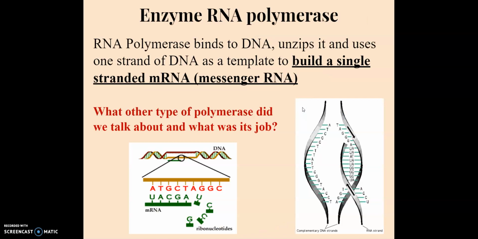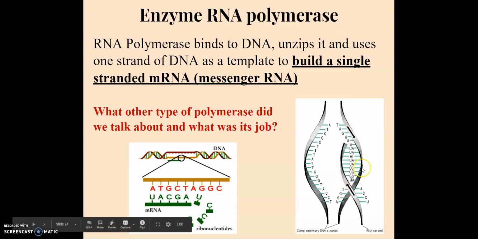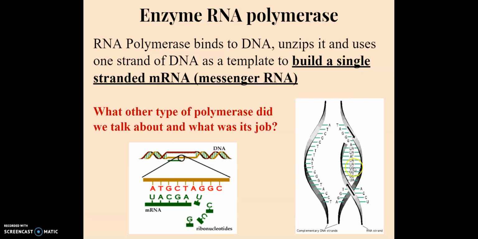The enzyme needed to do transcription is the enzyme RNA polymerase. Once again, if you see that ASE at the end, you know it's an enzyme. RNA polymerase binds to DNA, unzips it, and then uses one strand of DNA as a template to build a second strand of mRNA.